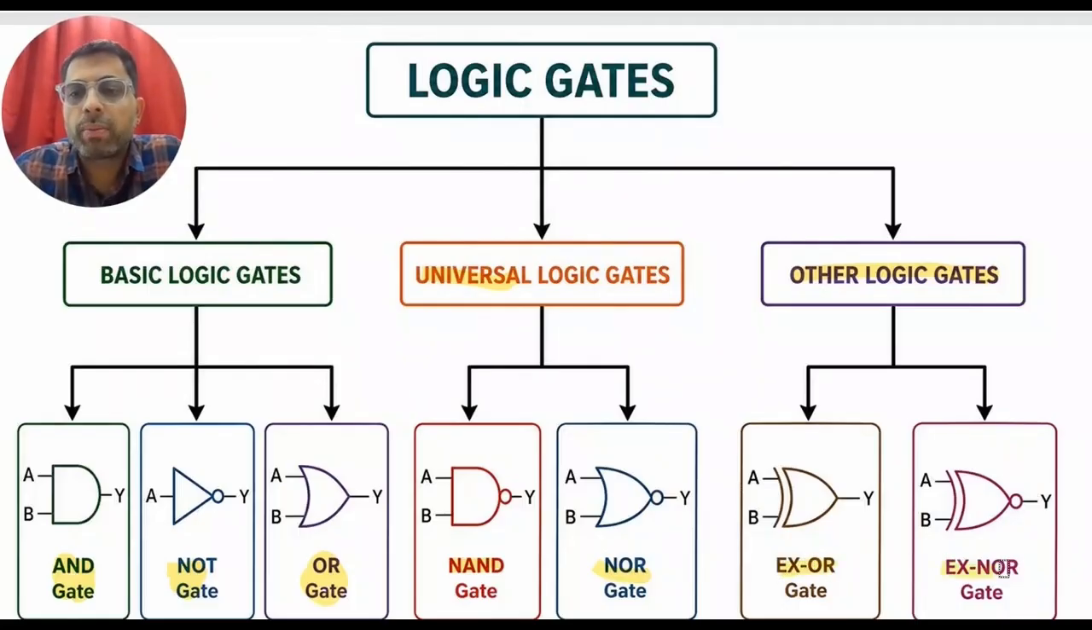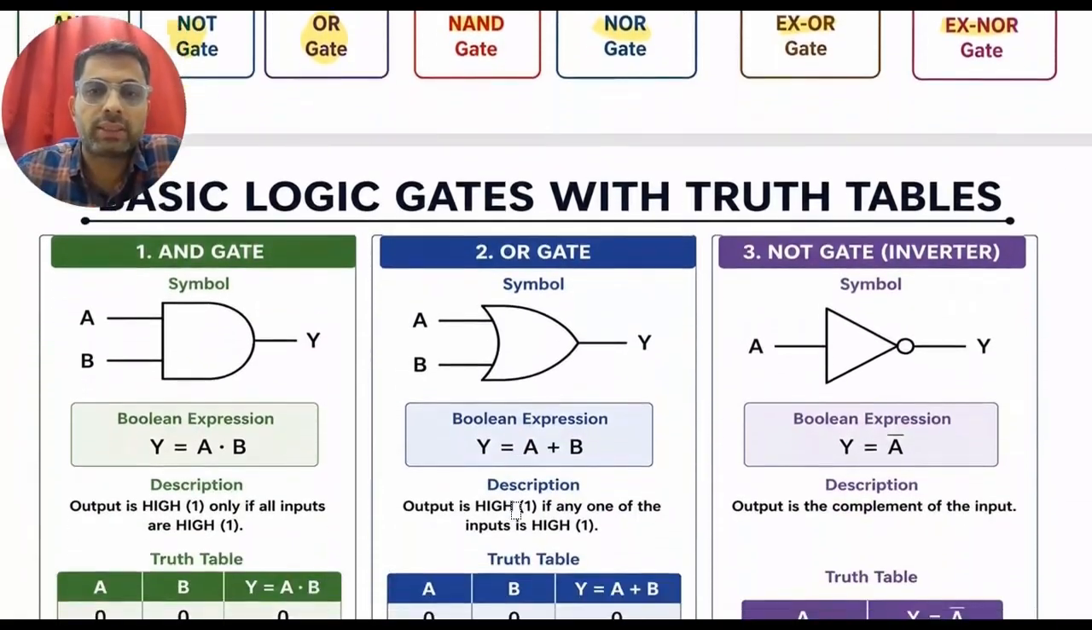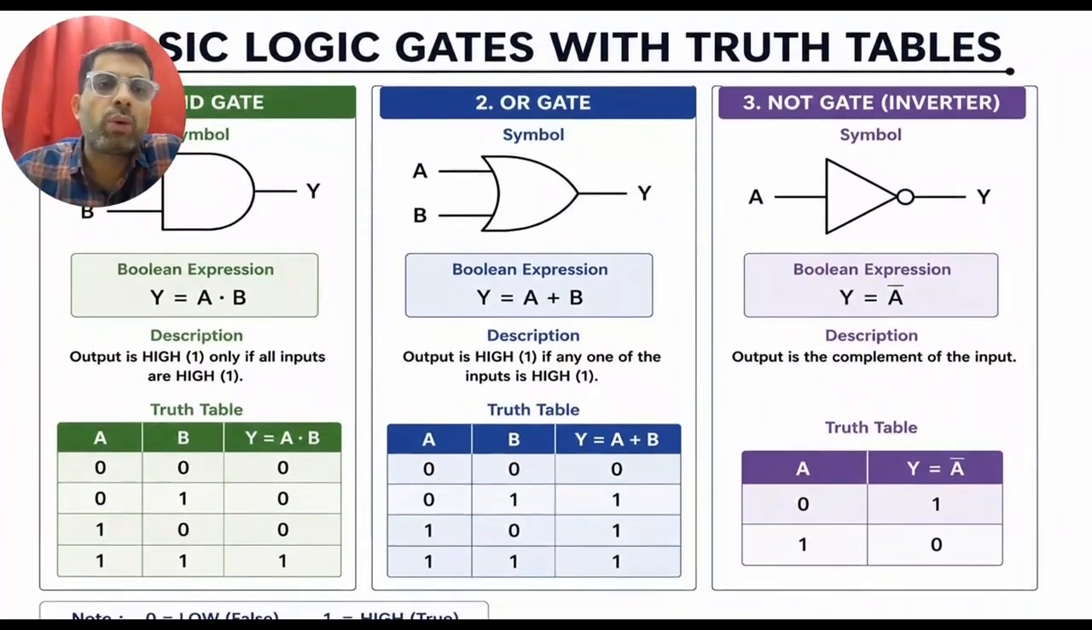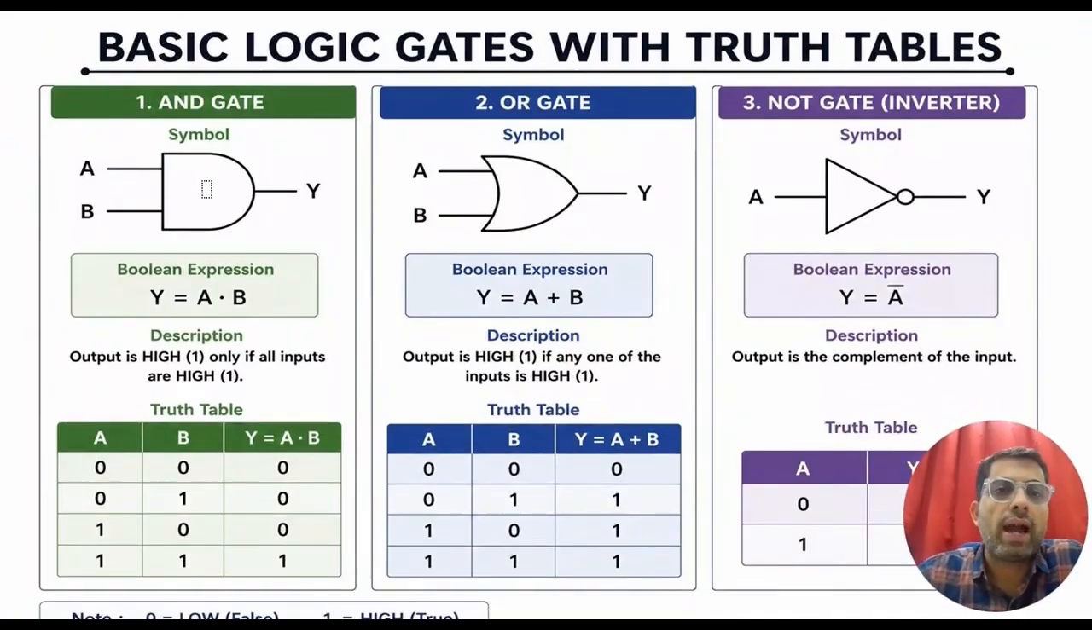Okay, so how to remember the truth table of all these gates? Why is it called a universal gate? Everything I'm going to explain in this particular video. So we will see one by one. First, the basic logic gates with truth tables. What is the first basic logic gate? AND gate.